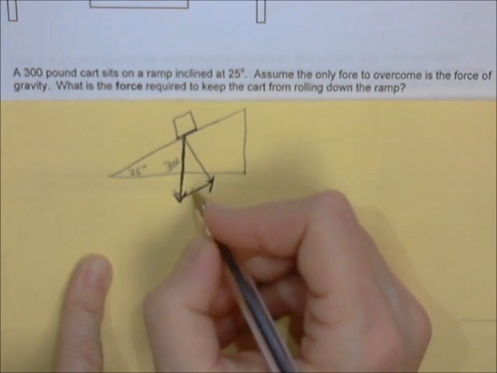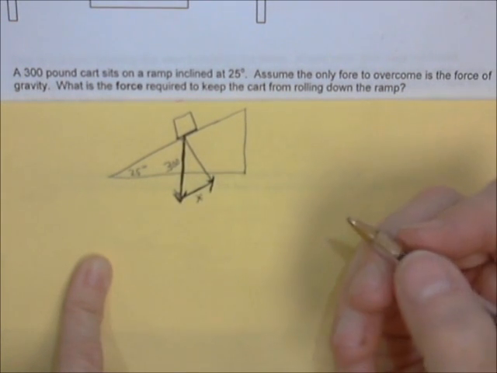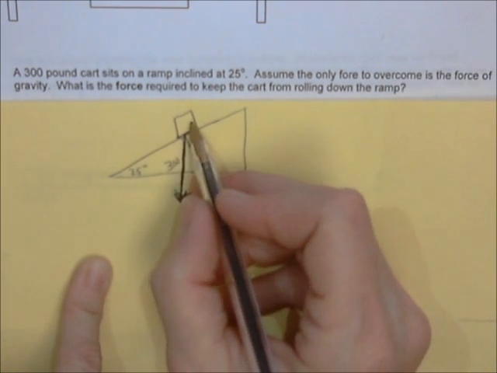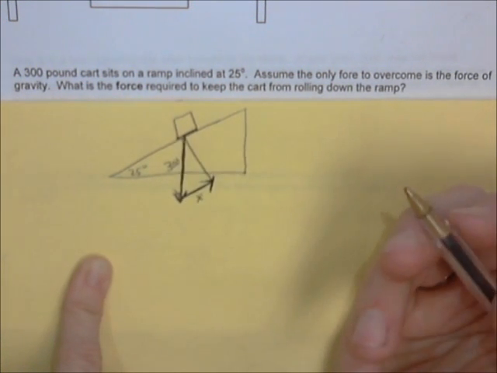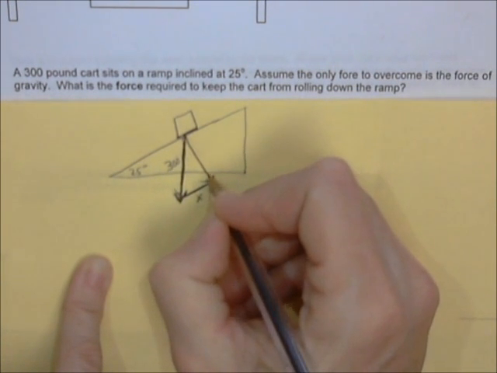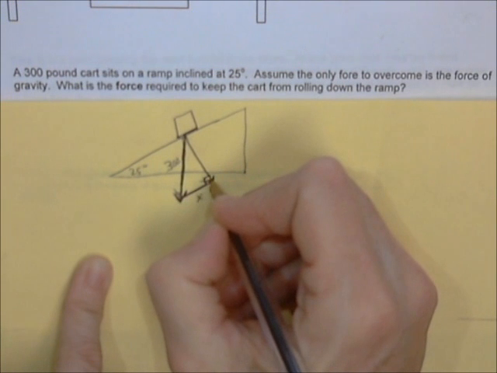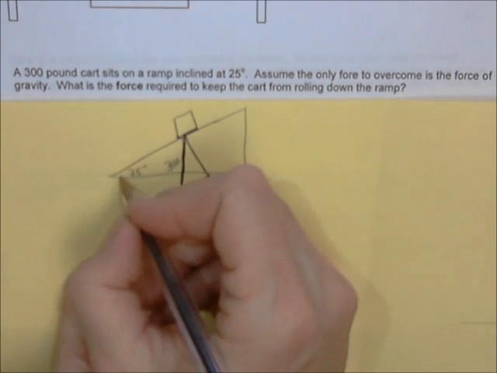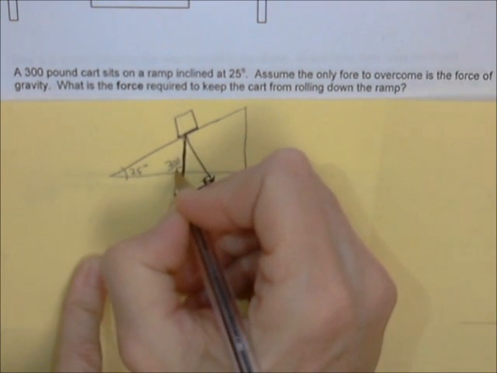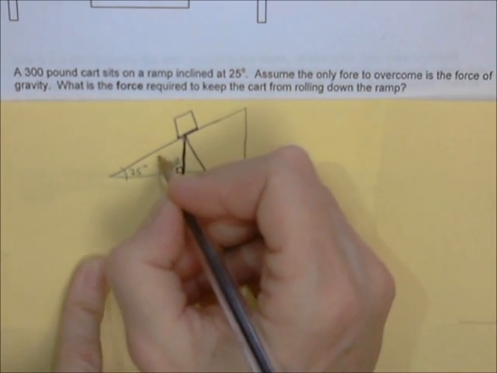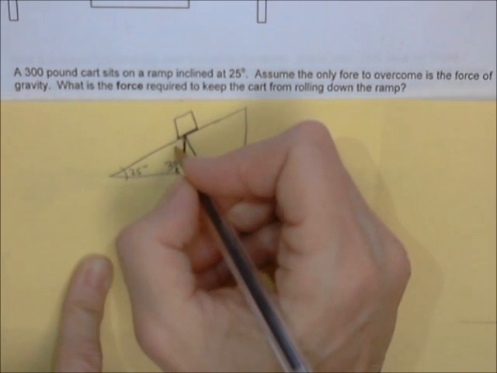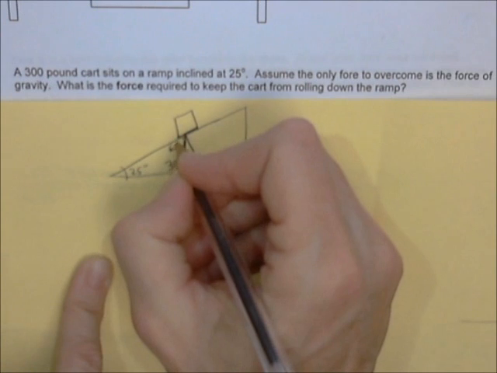This is what we're trying to find. We'll call that x. We're trying to find the magnitude of this small vector, which is the force that's required to keep the cart from going down the ramp. And so when we draw this perpendicular line, we've actually created a right triangle here. Since this angle is 25 degrees, and this is a right angle here, this angle up here is 90 minus 25, which is 65 degrees.